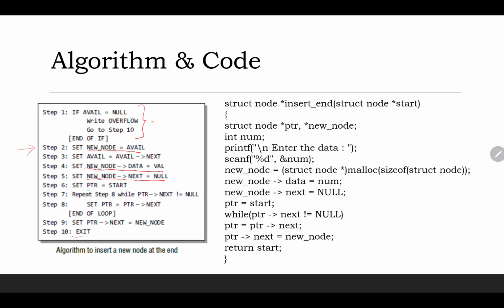Then we are assigning the starting node as ptr here. Then we are checking the condition, ptr->next is not equal to null. Till this condition becomes false, this loop will be executed. Once this condition becomes false, we have reached the last node, and what we will do, we will assign ptr->next = new node. So the address part of the last node contains the address of the new node. So this is about inserting the new node at the end.